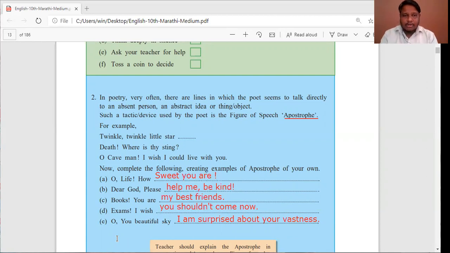By these lines we can understand the most important thing: when the poet speaks to an absent person or abstract ideas, then those lines of the poem are examples of the apostrophe figure of speech. Is it clear? Next.